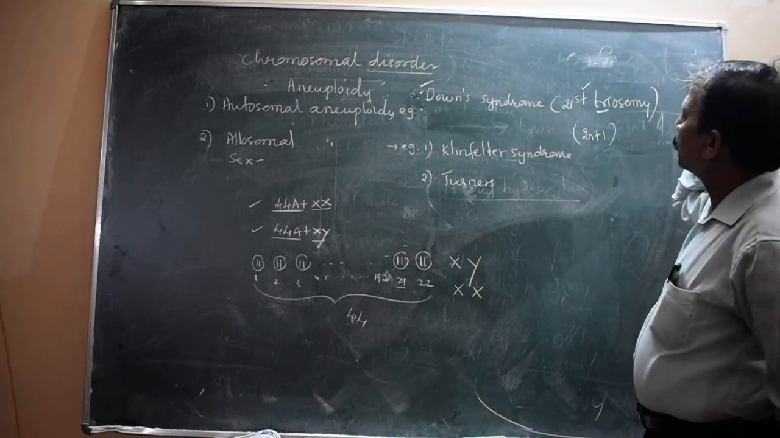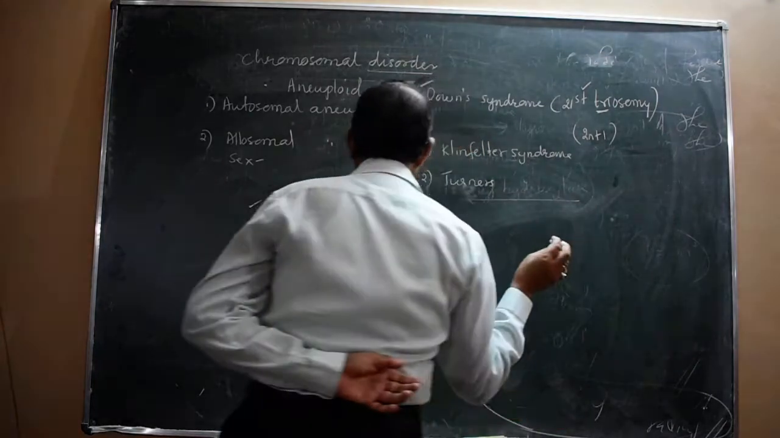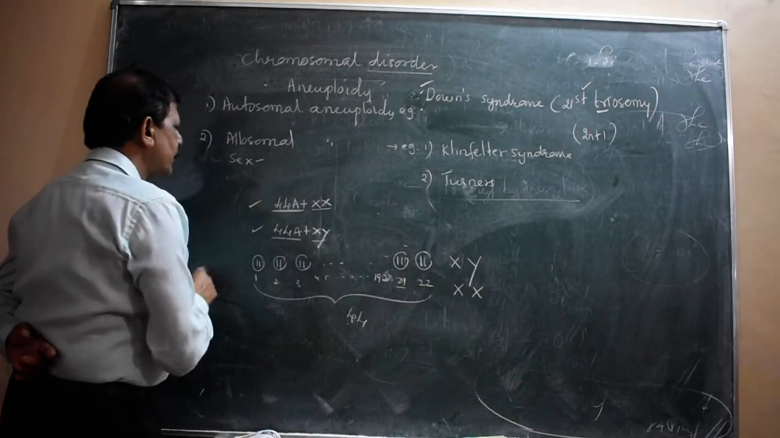And since it is a 21st trisomy, the total number of chromosomes, which was 44A, how must it become now?